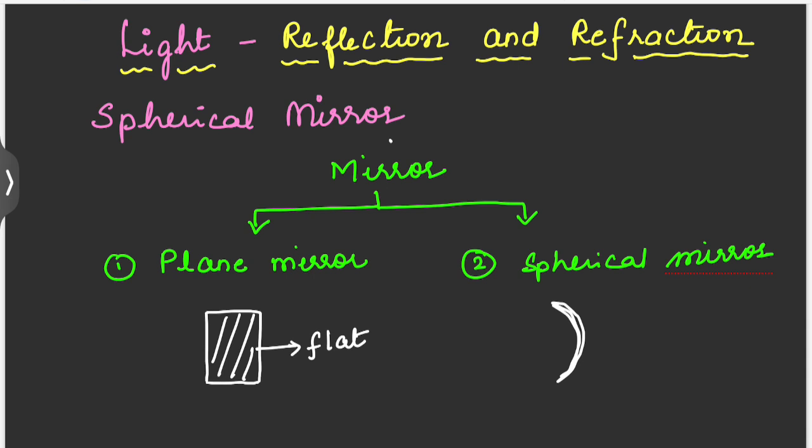So in this video, we are going to see in detail about this spherical mirror. What is spherical mirror? What are the types of spherical mirror? And what are the components of spherical mirror? We are going to learn in this video. And about the plane mirror, we have already studied in the last class, what is plane mirror and what are the properties of plane mirror.